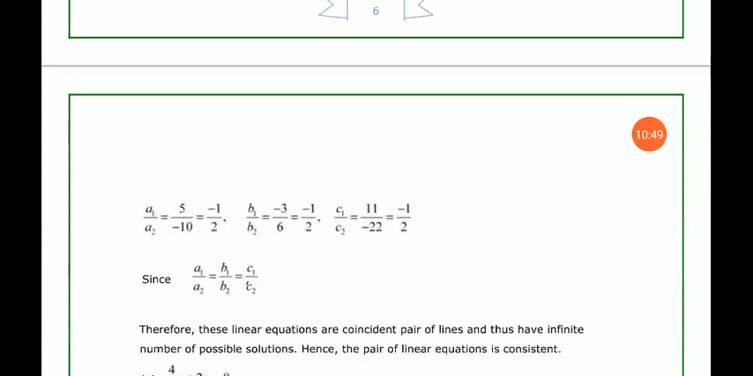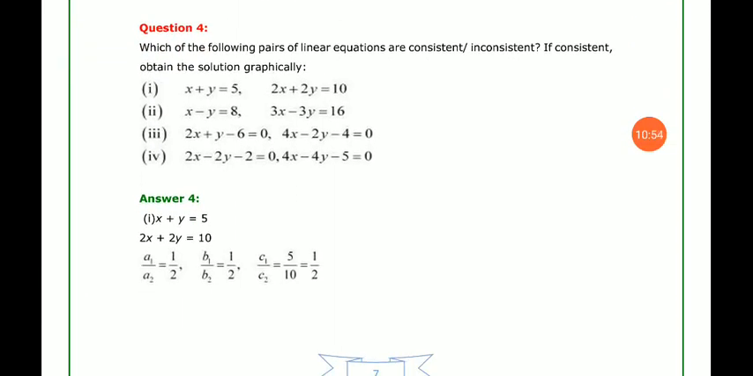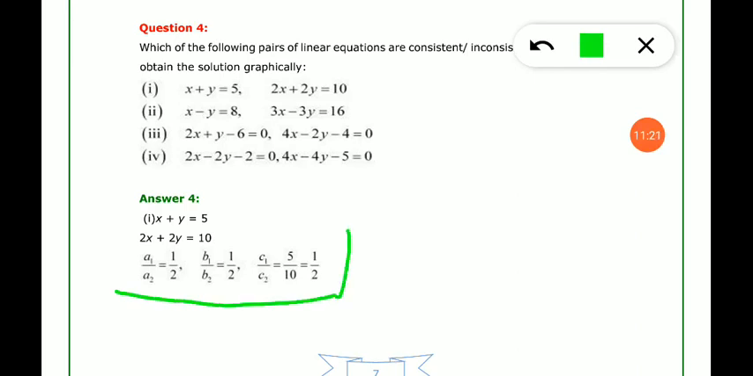Okay, so this is all about question number 3. Now question number 4 says, which of the following pairs of linear equations are consistent or inconsistent? If consistent, obtain the solution graphically. So we have to obtain the solution also by the graphical method in question number 4. But before that, we have to say whether the equations are consistent or inconsistent. So first of all, we will find out the ratios of all the terms, a1 by a2, b1 by b2, and c1 by c2.